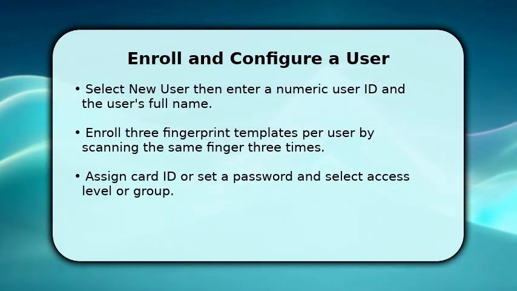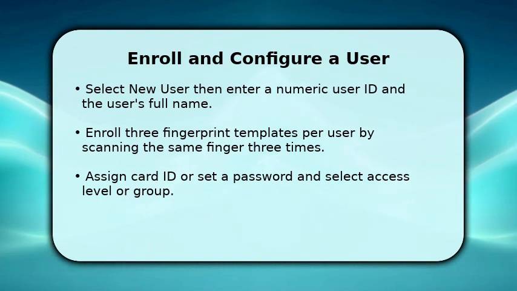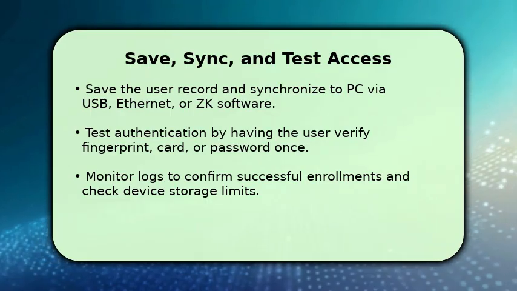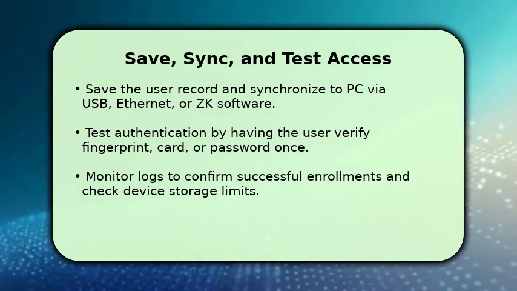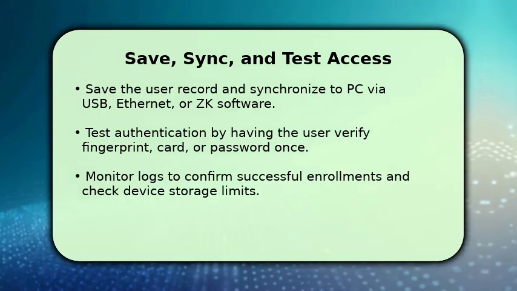Assign the user to an access level or group for scheduling and permissions. After enrollment, save the user record on the device and exit the menu. Synchronize the updated user list to your PC using USB, Ethernet, or ZK software like ZK Access or ZK Time.